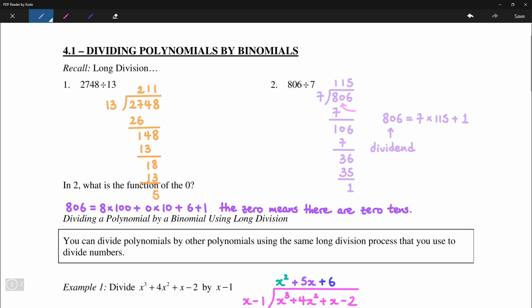Which is the number to be divided. We have 7, which is the divisor, the number that we divide by. The 115 would be the quotient, the result from the division. And of course, 1 will be the remainder.